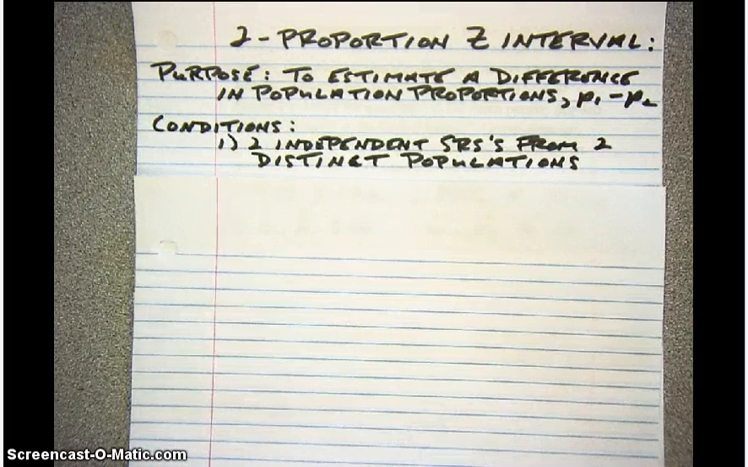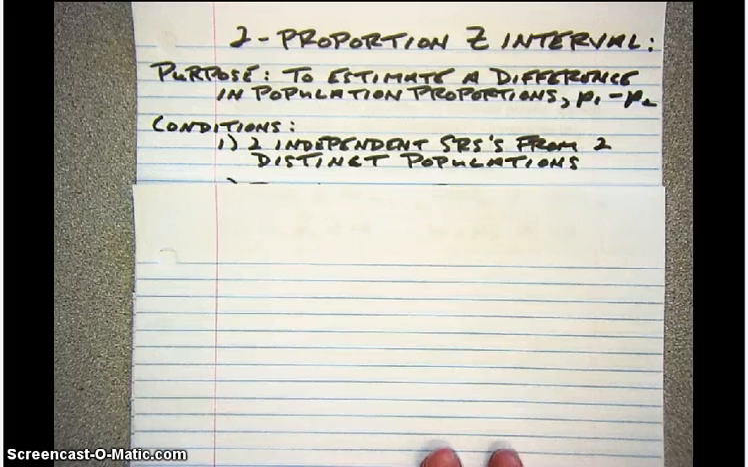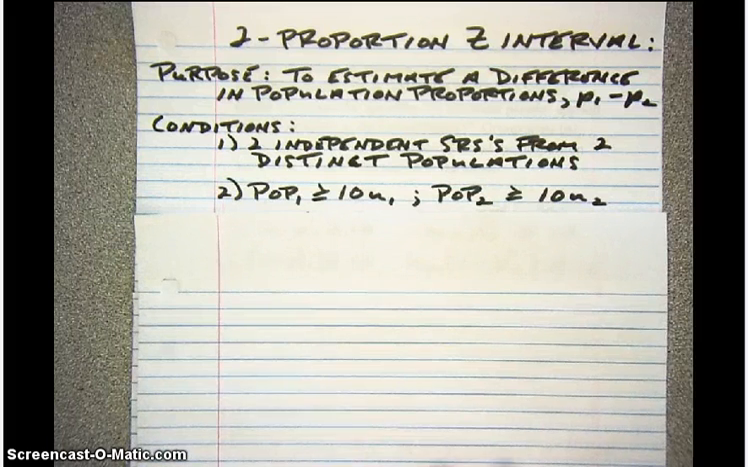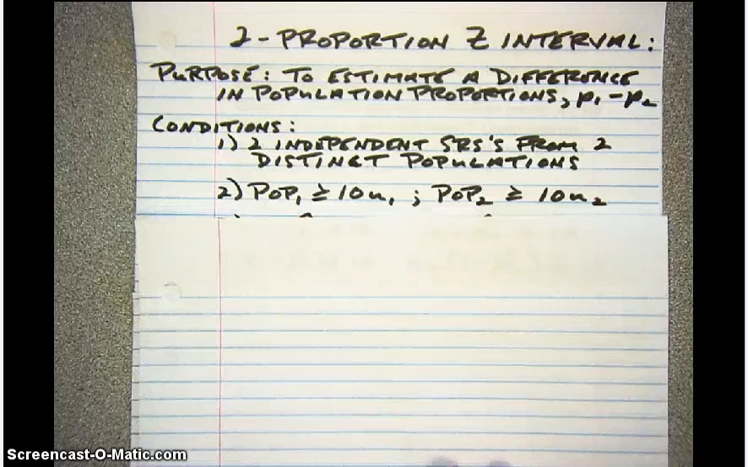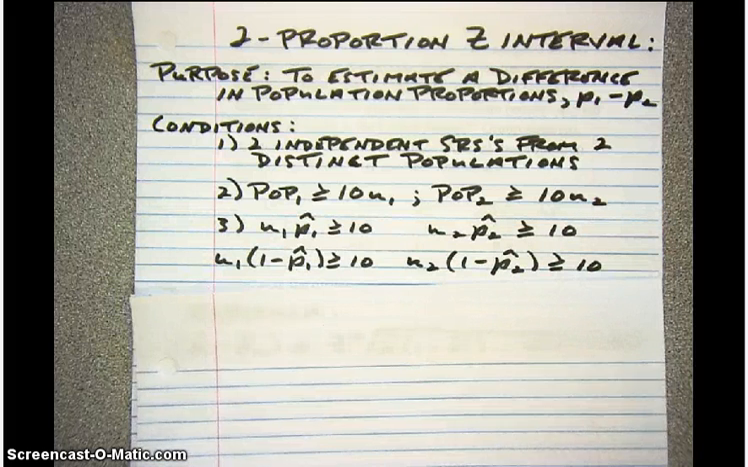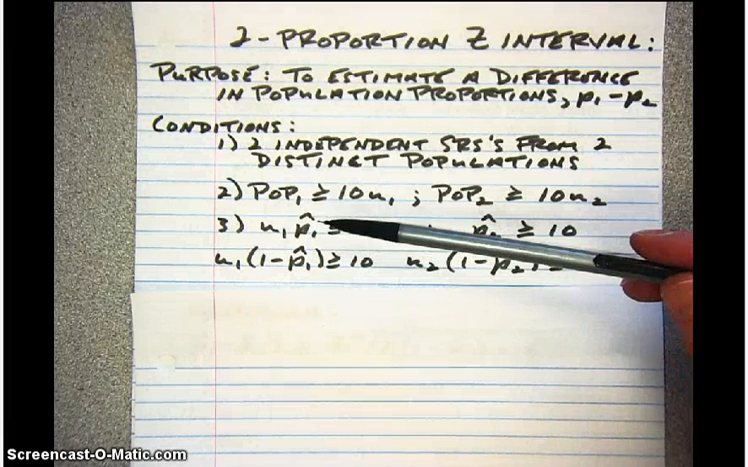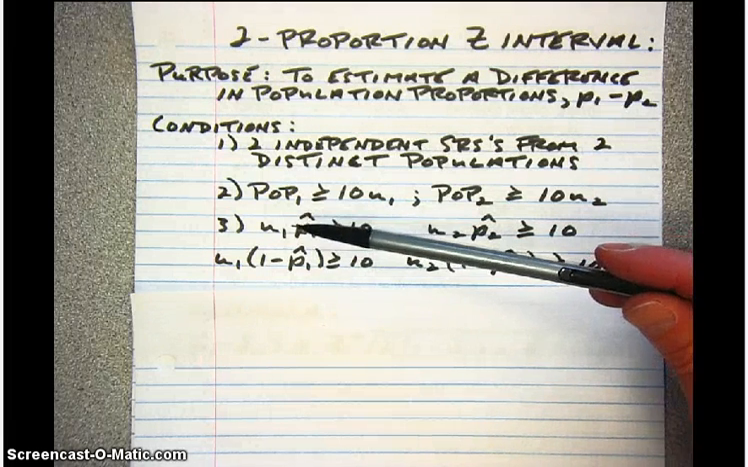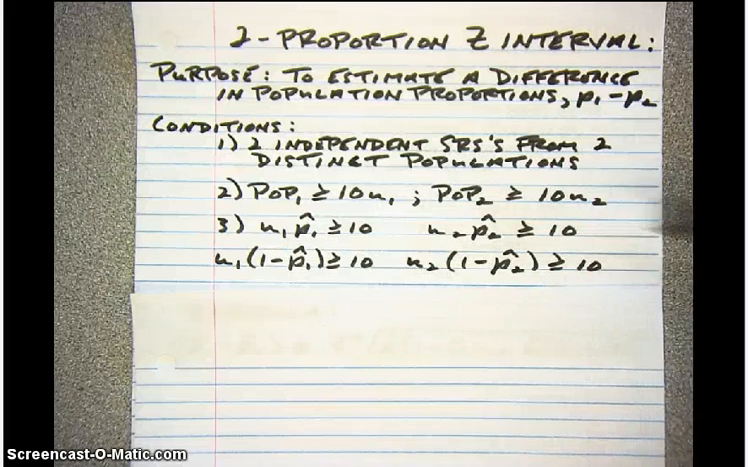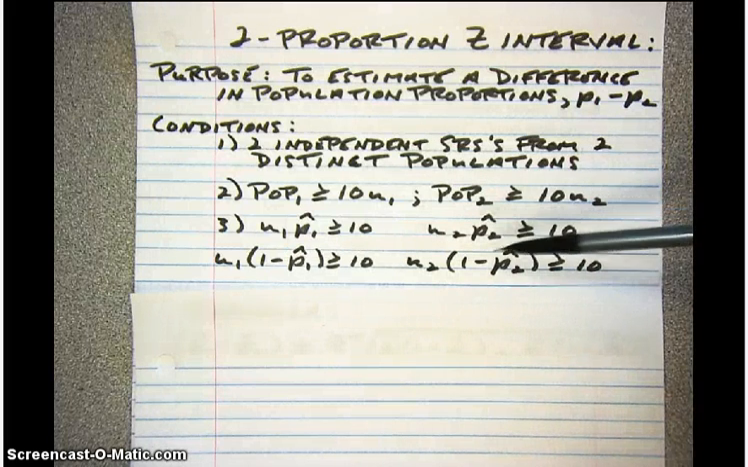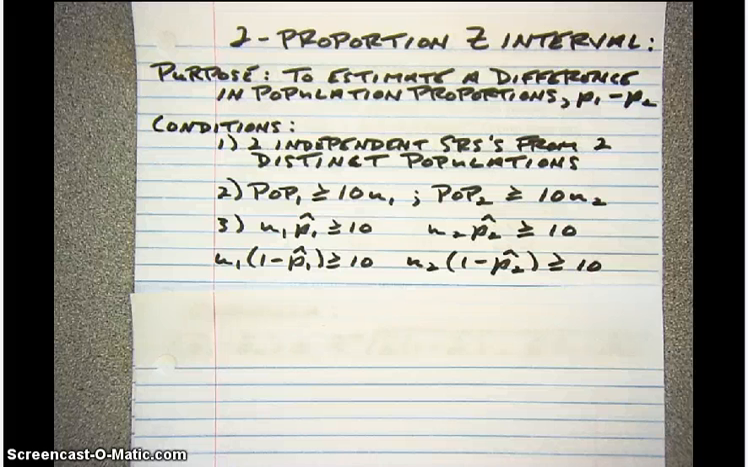that. We have to have two independent SRSs from two distinct populations. Each population must be at least 10 times the respective sample size, and the number of successes and failures in each sample has to be greater than or equal to 10. So this is the number of successes in sample 1, the number of failures in sample 1, the number of successes in sample 2, the number of failures in sample 2. And those all have to be greater than or equal to 10.